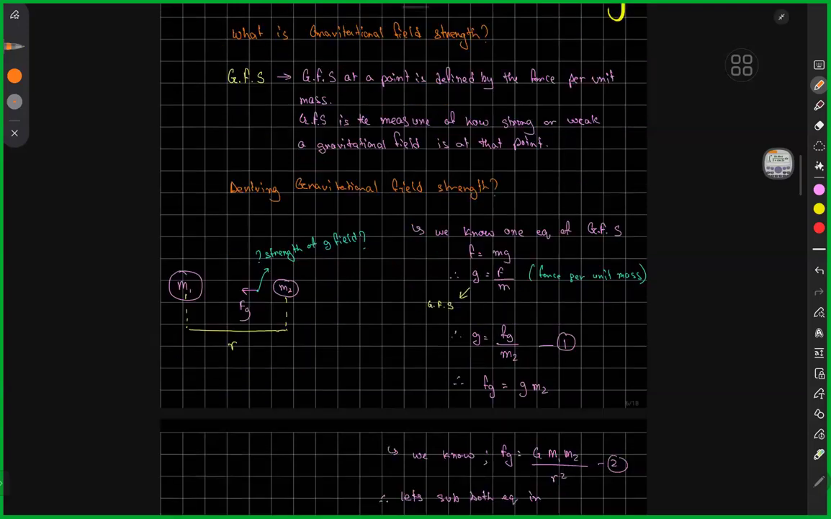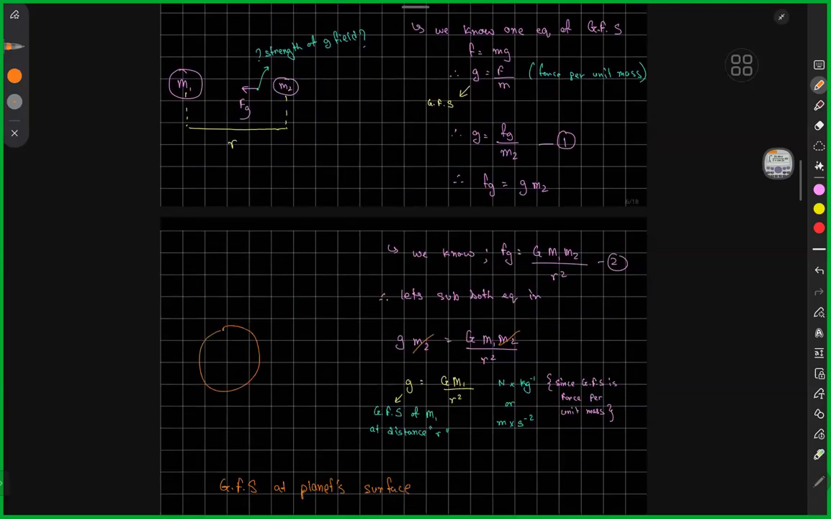So if I have a massive object over here, and this is the mass of which we are going to discuss the gravitational field strength, right? So this is the gravitational field strength. These are the field lines. And I bring in an object M1.